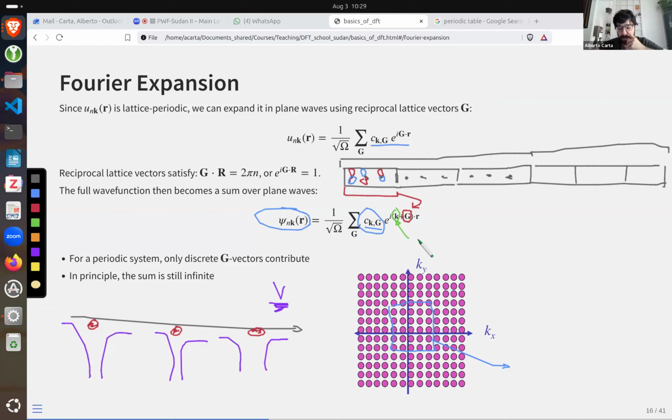Let me repeat one last time. The G vector describes everything that happens inside the unit cell, a periodic pattern completely contained inside the unit cell. The K vector describes everything that happens outside the unit cell, due to the repetition of the unit cell: modulations of this pattern over the entire crystal.